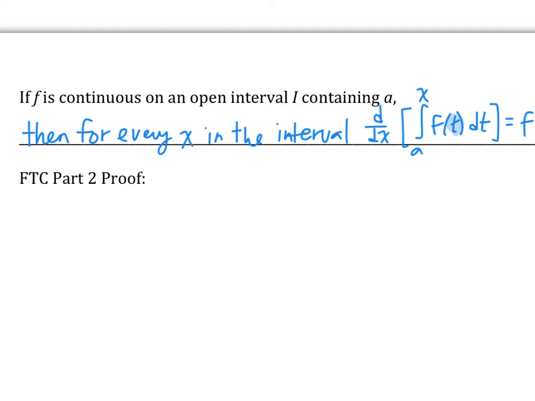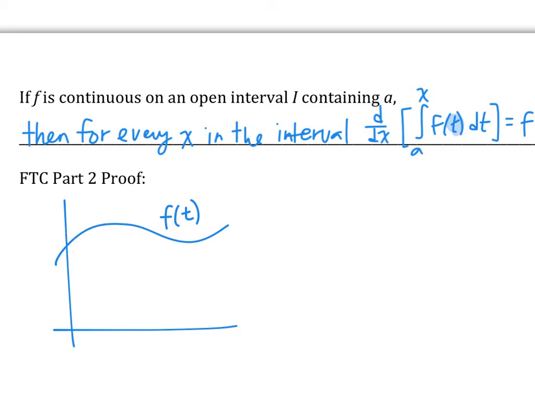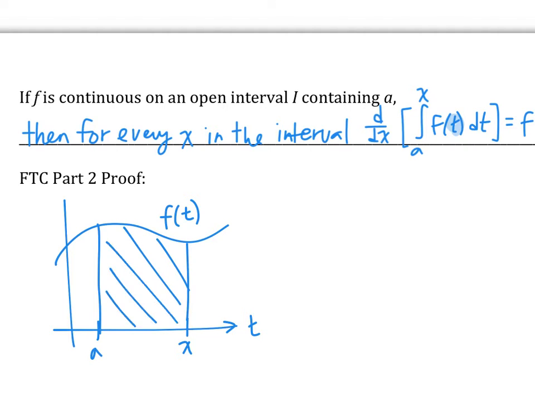Okay, proof. Again, I'm going to draw that same curve from before. This is f of t. This is t, not x. The proof of FTC part 2 says the integral from a to x. So I have an a here, and then I have an x here. Now x is not stationary. X can move, but a is a very definite point that starts. X can be anywhere. So we're trying to find this area.